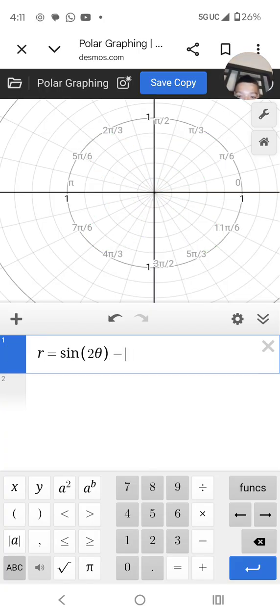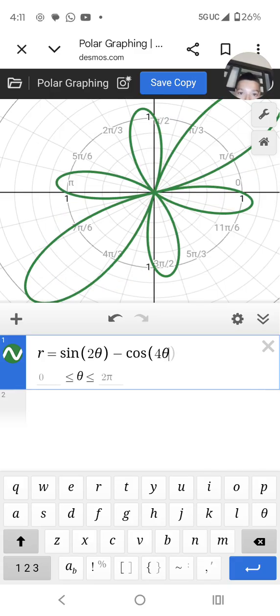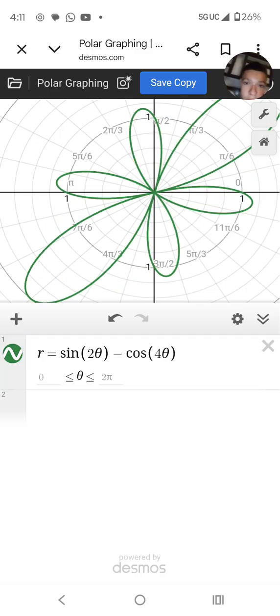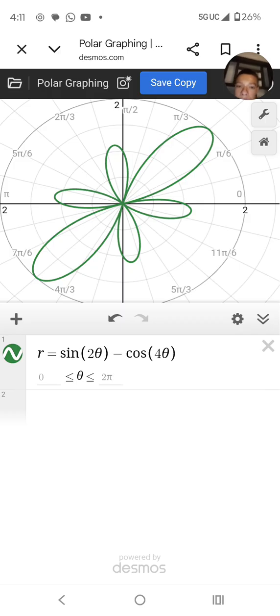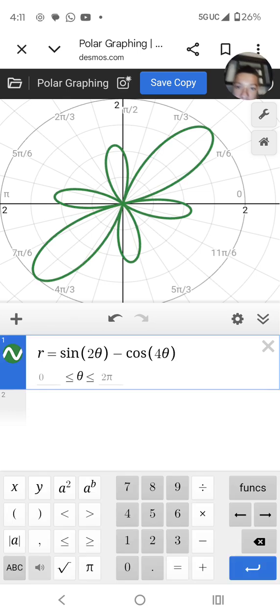So let's do sine 2 theta minus cosine 4 theta. We have an interference pattern. This looks kind of like an electron cloud in physics. I don't know if I'm relating to any of you, but this kind of looks like an electron cloud.